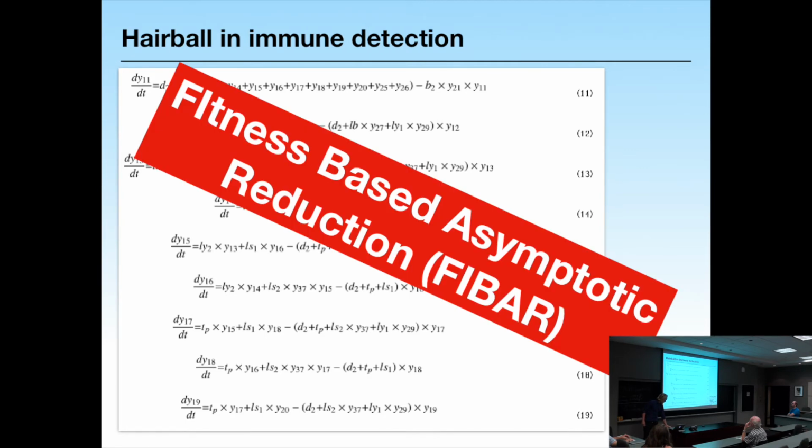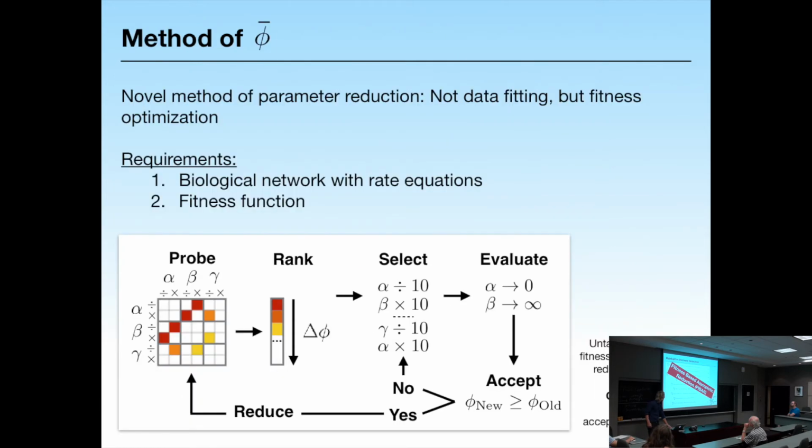So we would perform fitness-based asymptotic parameter reduction, meaning we're going to remove interactions from the network one by one, and keep the network performance or slightly enhance it. So we'll be computing for every model, every set of equations that we have, how much by changing a parameter the network performance changes. So in a flowchart, our method, phi bar, looks as follows.